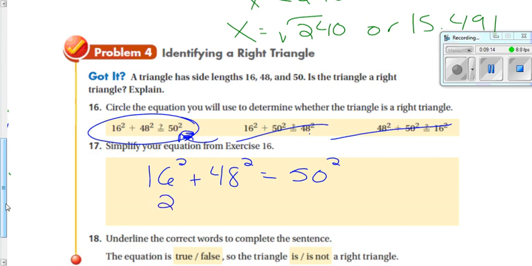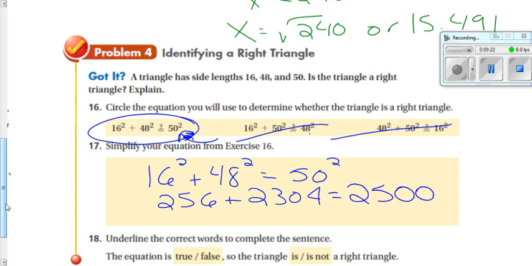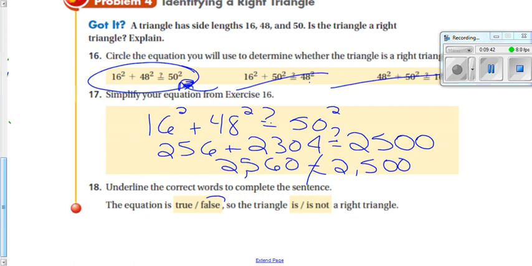16 squared is 256. 48 squared is 2304. And we're saying that those two, when you add them together, have to be equal to 2500. So that's what we're trying to determine. Well, when I add them together, I get 2,560, which is not equal to 2,500, which means that no, those numbers do not represent a right triangle. So the equation is false. It is not a right triangle.